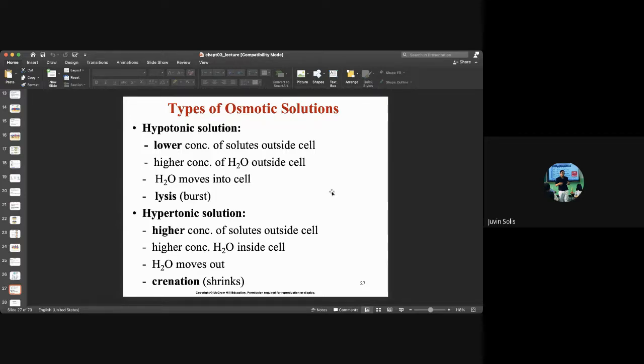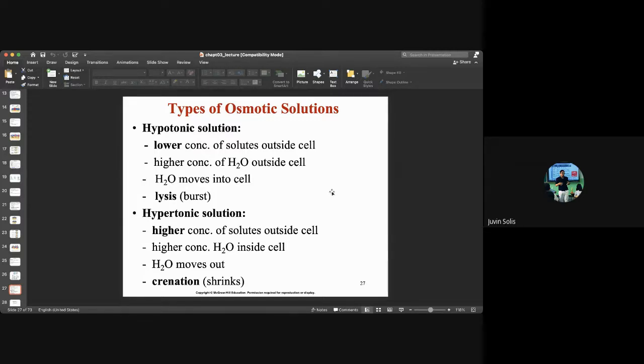Well, here, your hypertonic, hyper means mataas, there is a higher concentration of solute outside the cell, and a higher concentration of water inside the cell. What is happening here is the water is moving out. Okay? If the water is moving out in our body or in the cell, we are being dehydrated, right? So bumababa yung tubig natin sa katawan, nadi-dehydrate tayo. So what will happen there is the cell will shrink. Liliit siya, which is what we term as your crenation.